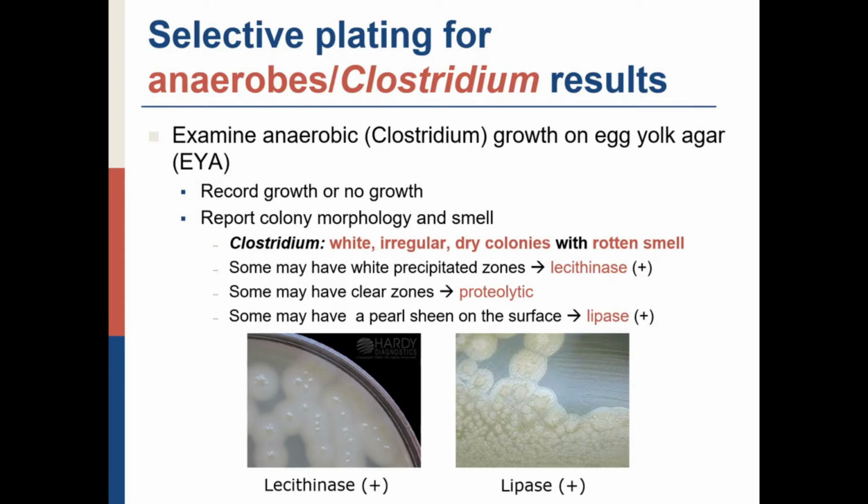And then some may have white precipitated zones, and if that's the case, then they're going to be positive for lecithinase. And then if they have a clear zone around them, that's because of the proteolytic properties. So they're able to break down the proteins. And then some also might have a pearl sheen on the surface, and that means that they're positive for lipase, okay?